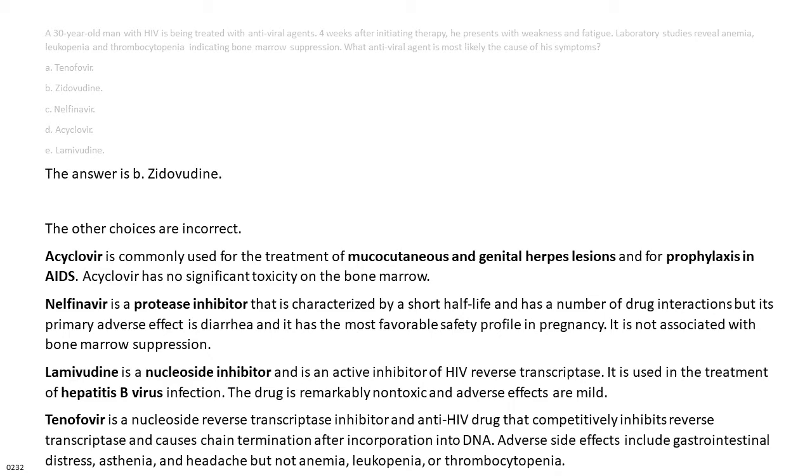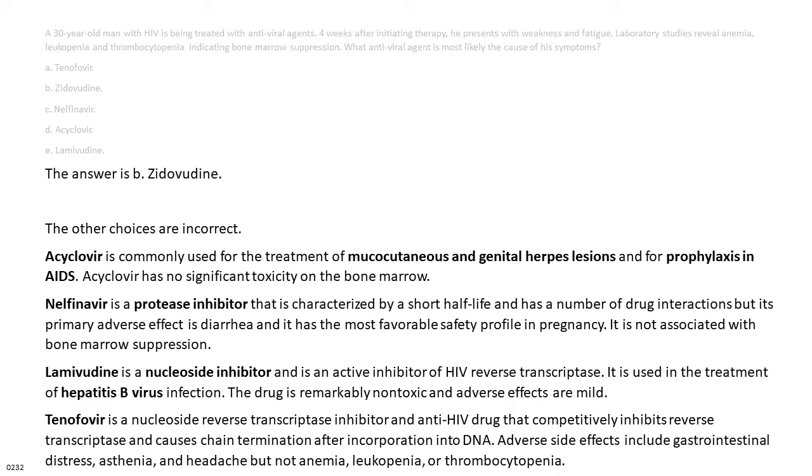Nelfinavir is a protease inhibitor that is characterized by a short half-life and has a number of drug interactions, but its primary adverse effect is diarrhea, and it has the most favorable safety profile in pregnancy. It is not associated with bone marrow suppression.